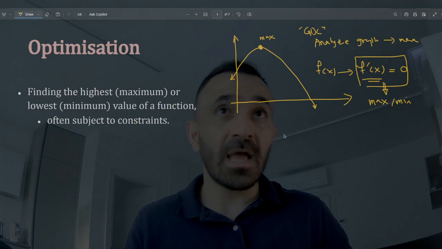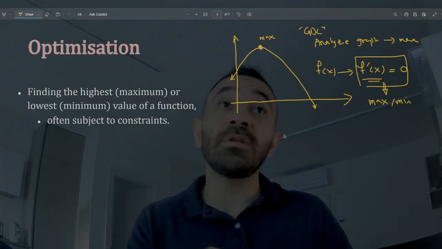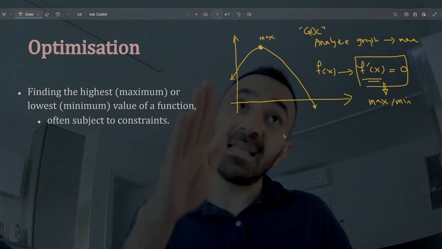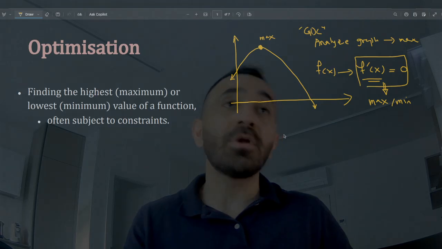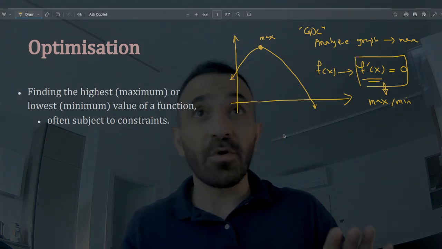Because we can have some points where the derivative at that point is not 0, but it's still a maximum point or a minimum point. One more time, it's not the case in your course, so don't worry about that.